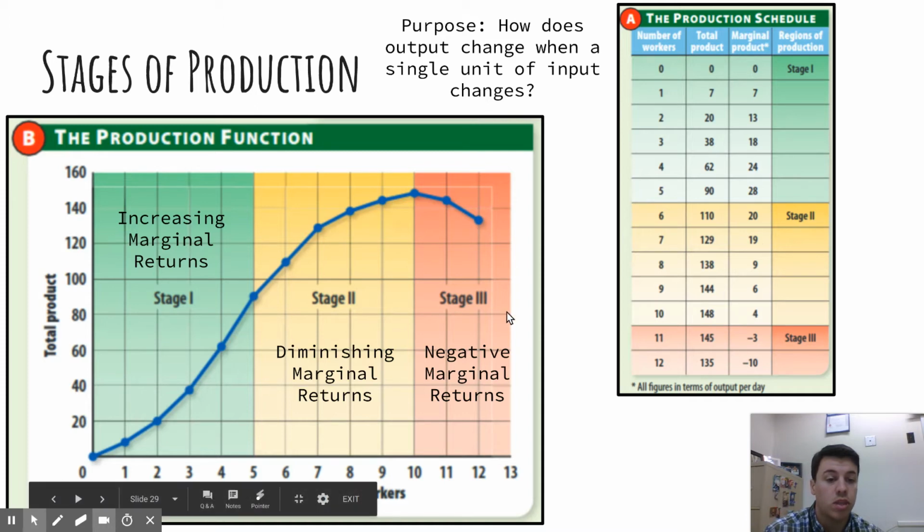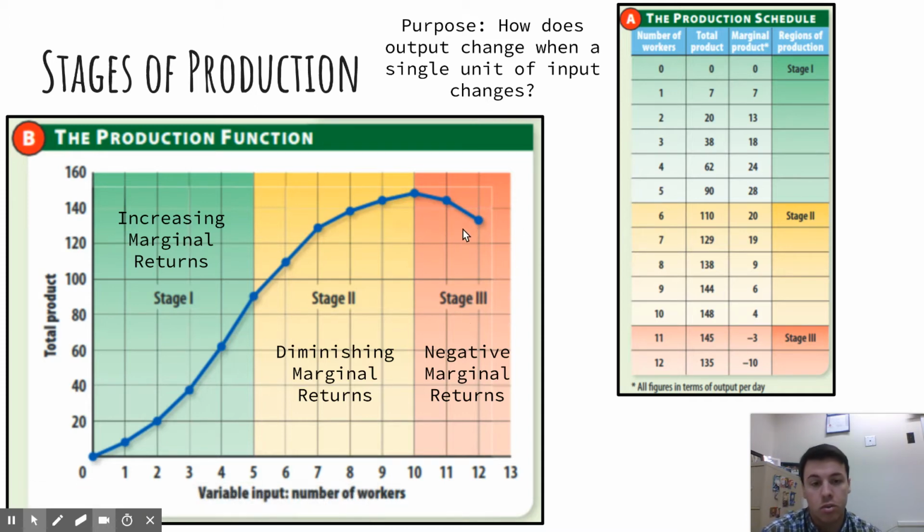And then eventually stage 3, we wouldn't actually analyze anything in stage 3, because obviously we're not going to hire an additional worker that's going to decrease our total output. But the marginal product, you can see, actually gets to a negative number. Okay, so that is that.